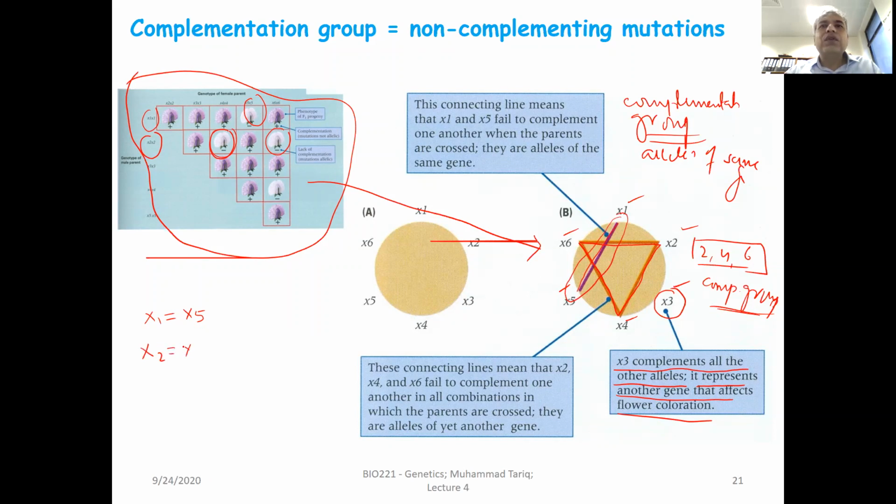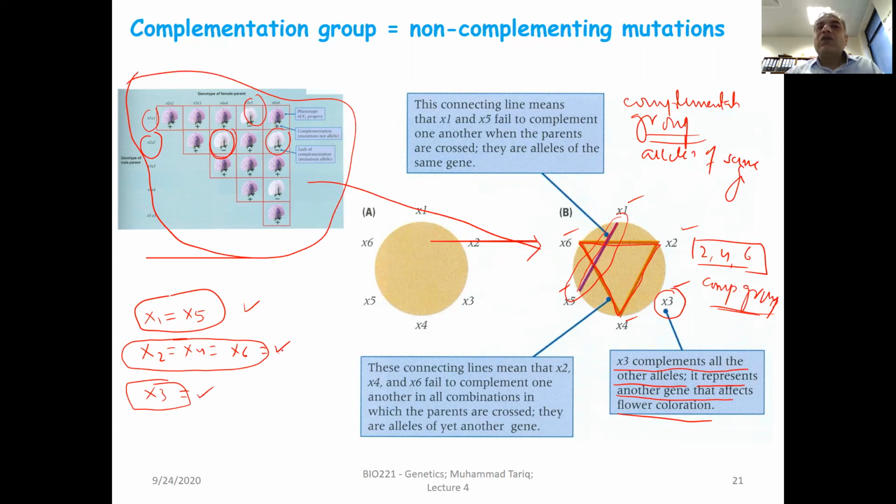So look, 1 and 5 are alleles of the same gene, a complementation group. X2, 4, and 6 are alleles of the same gene. And X3 complements all the others, so it is one independent gene. They don't complement each other within a group, and so we have discovered 3 independent genes.